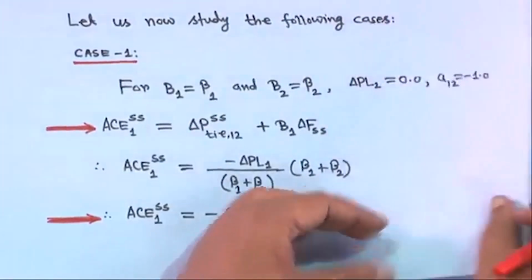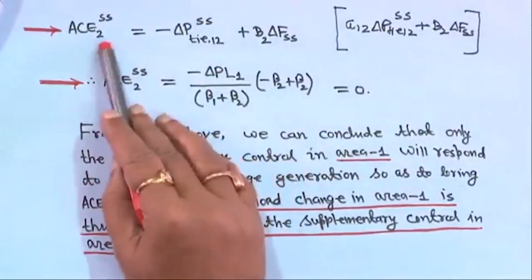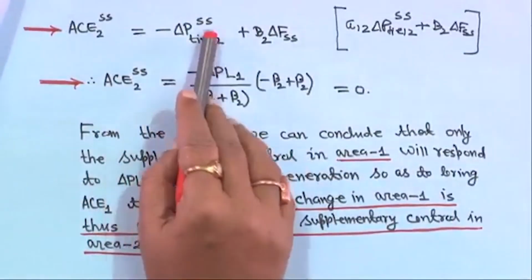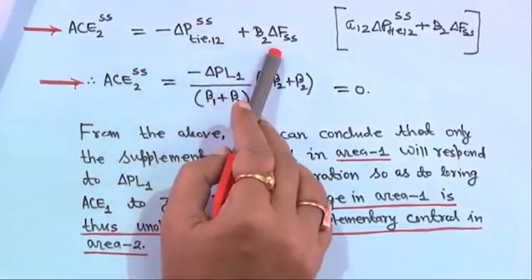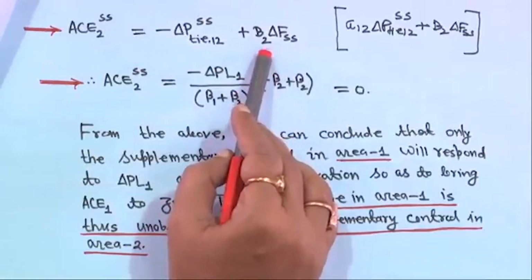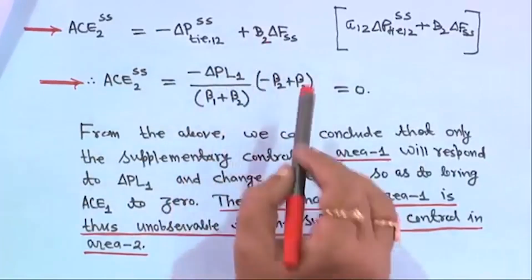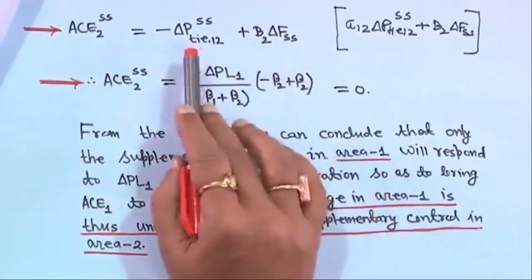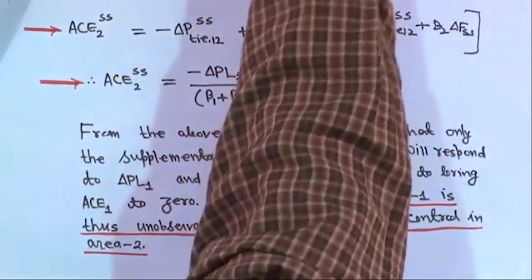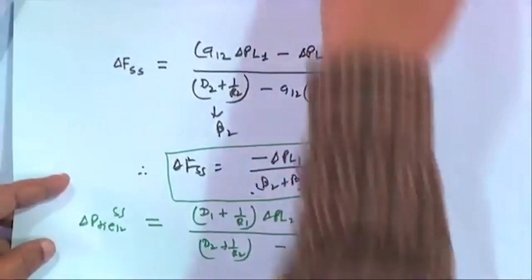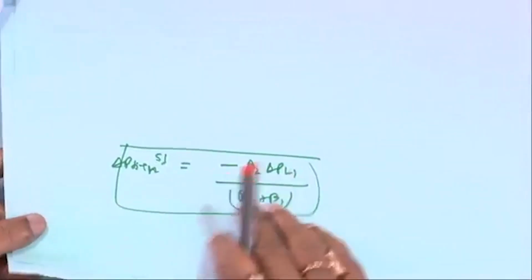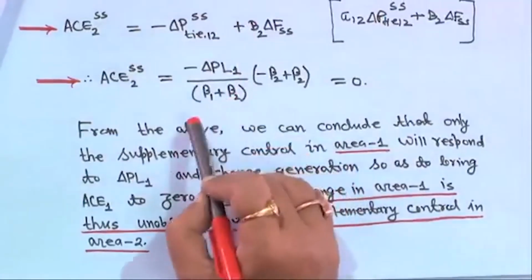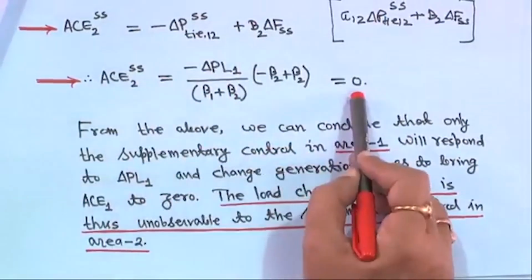Now, similarly, AC2 SS is A12 into delta p tie 1 to SS, but A12 is minus 1. So, it is minus delta p tie 1 to SS plus B2 into delta FSS, and B2 is equal to beta 2, so I have put here B2 is equal to beta 2. If you substitute the same expressions for delta FSS and for delta p tie 1 to SS, simplify, and you will get that AC2 SS will become 0.